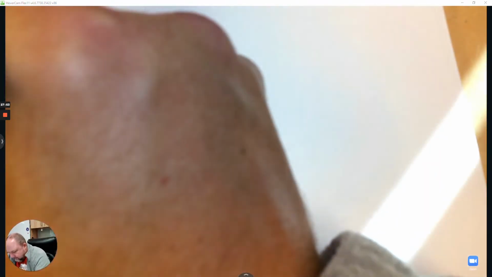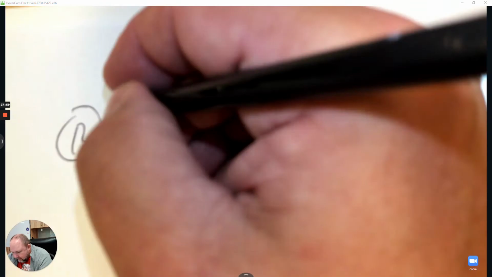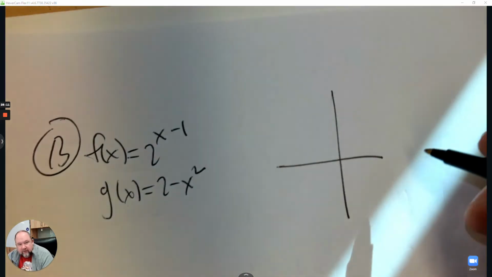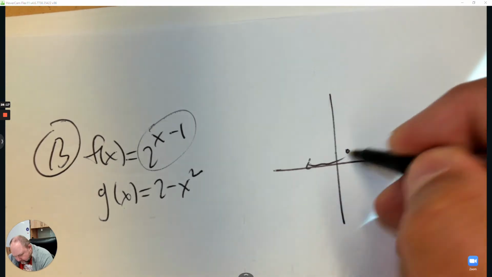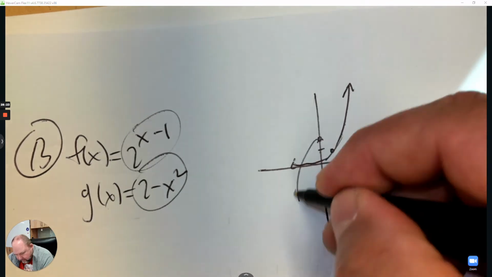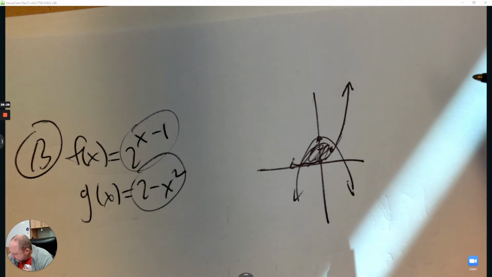All right, number 13. In number 13, sketch the region and use a calculator. So we have f of x equals 2 to the x minus 1. g of x is 2 minus x squared. And so we need to graph that. So this is an exponential that's been moved 1 to the right. This is a parabola that's been shifted up 2 and it folds down. And it says find the volume of that around the x-axis to begin with.